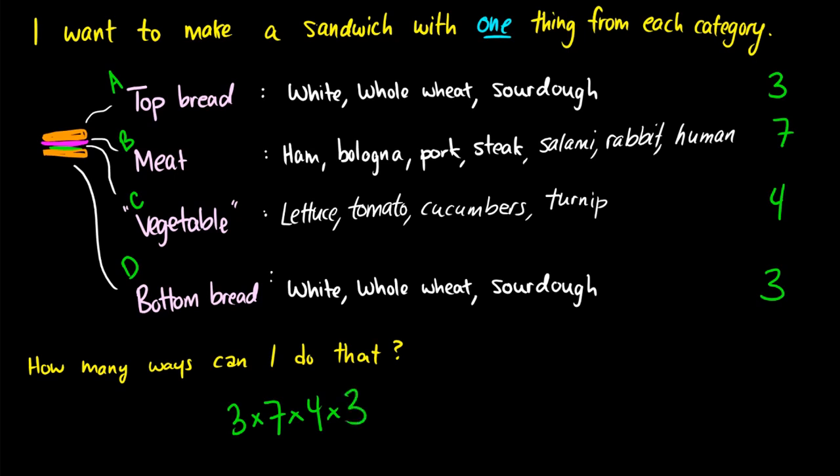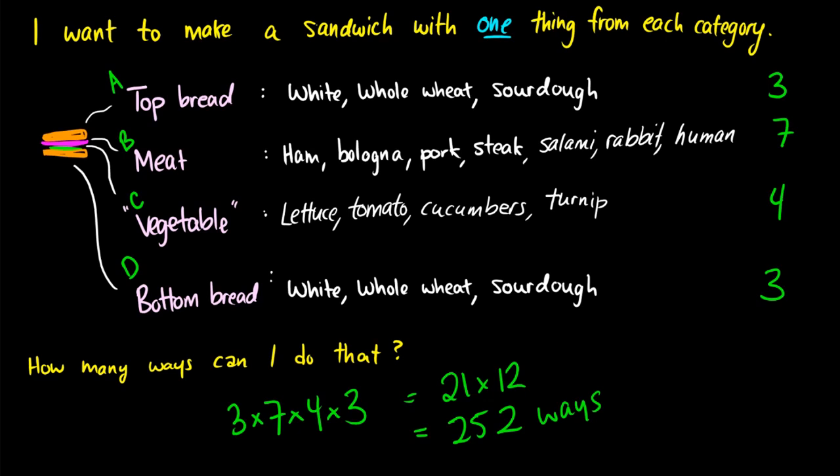In other words, in total, there's going to be 21 times 12 different ways, which should be something like 210 plus 42, which is 252 ways in total. So there's 252 different sandwiches we can make.